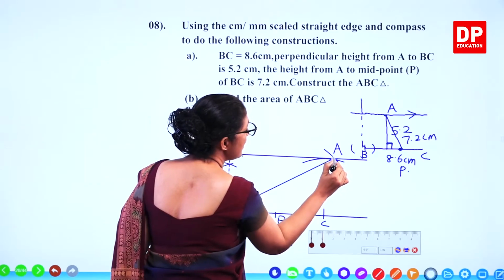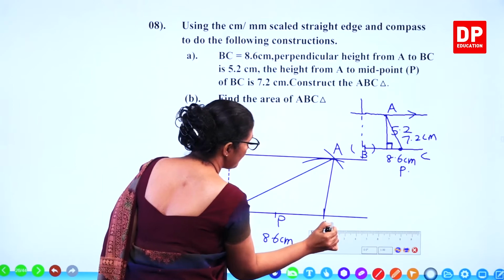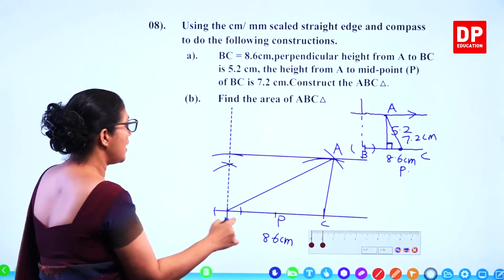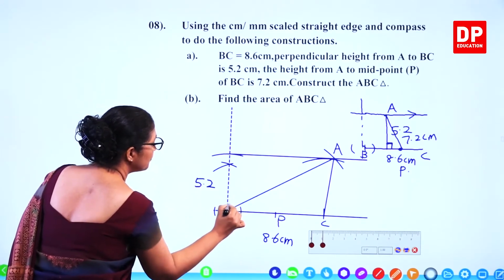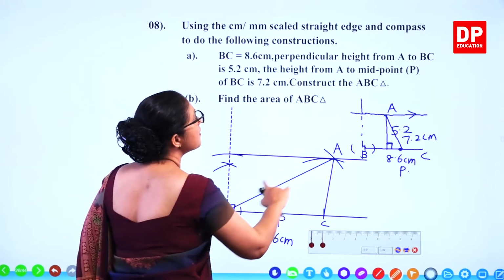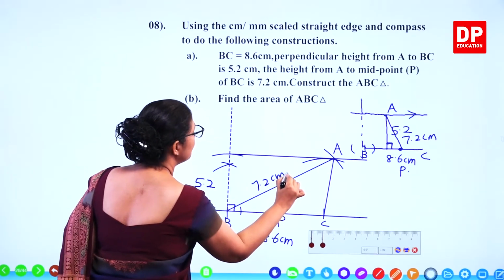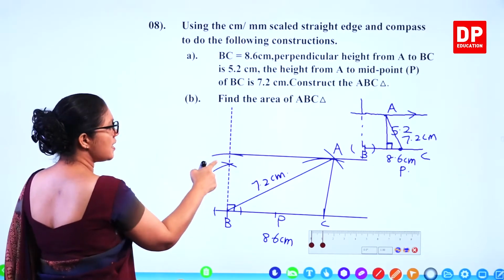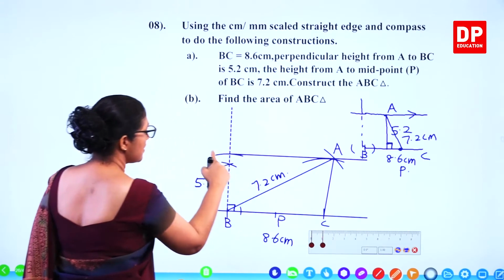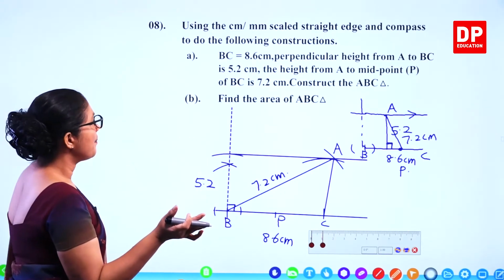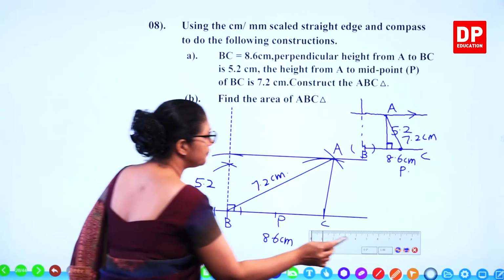This is A, this is C. Perpendicular height is 5.2 and this length is 7.2. So you can mark A point here as well. Then you get a triangle like this. So any side is okay. Now find the area of ABC triangle.